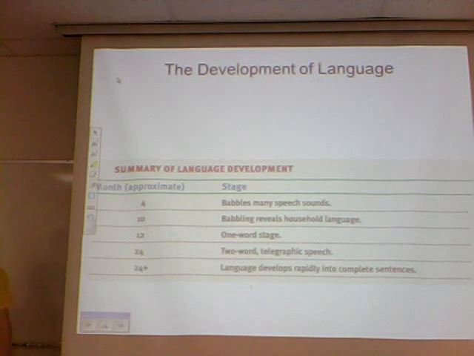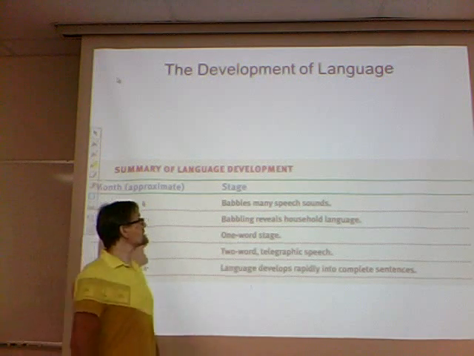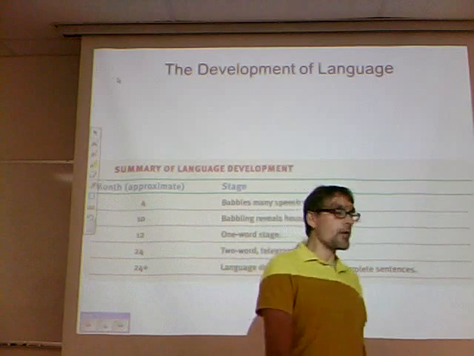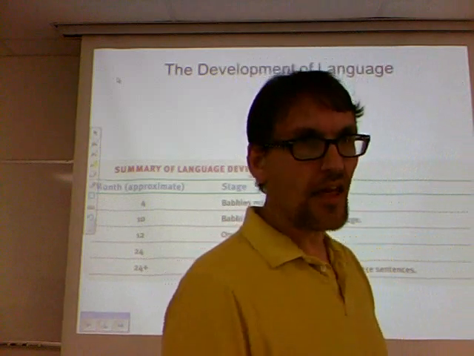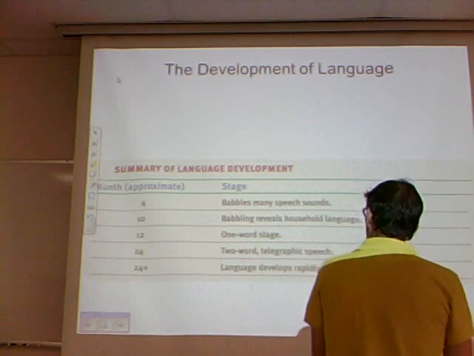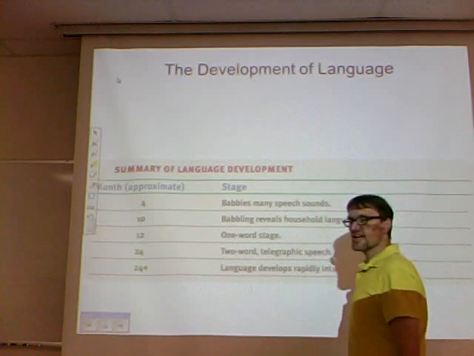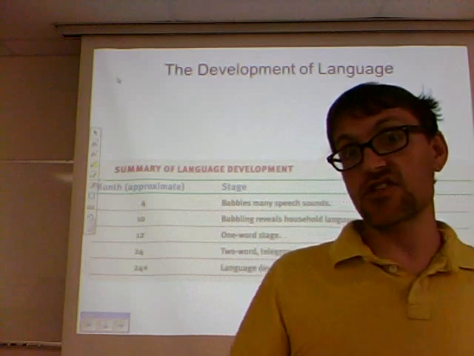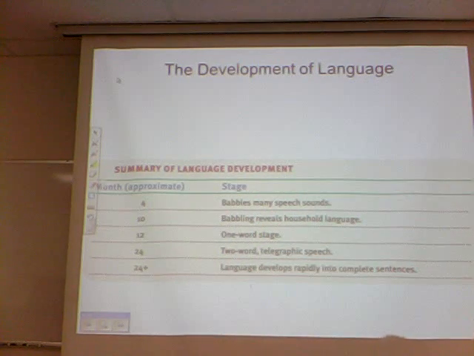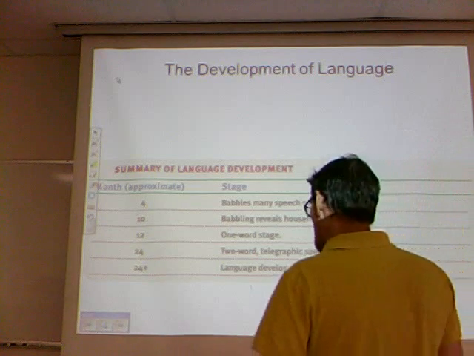Some physical, actual changes. Around 4 months of age, children begin to babble. 135 phonemes, whatever. They are all coming up. By about 10 months of age, babbling starts to become more narrow, but it's still just a bunch of random sounds, okay? By around 12 months of age, you start to enter the one-word stage, and I'm going to mention one of the things that's most important.